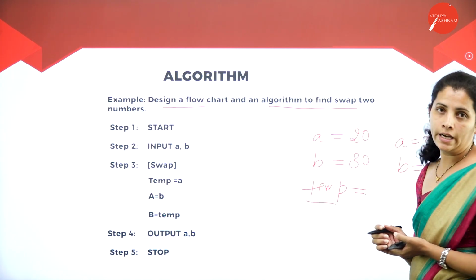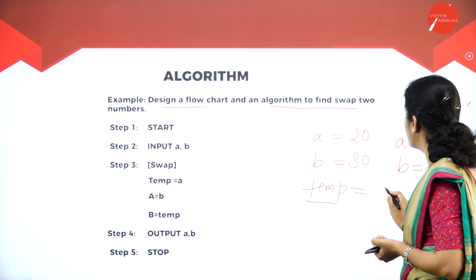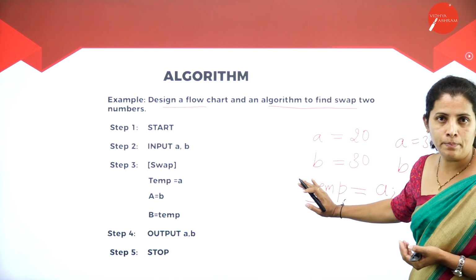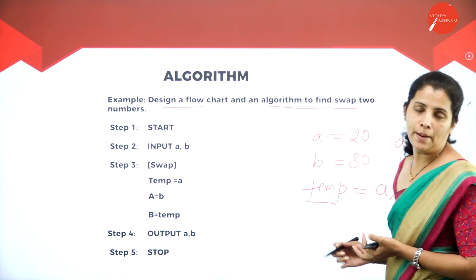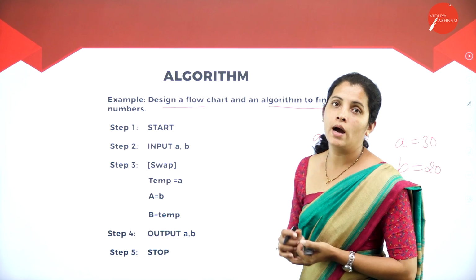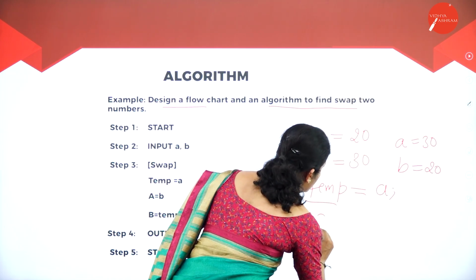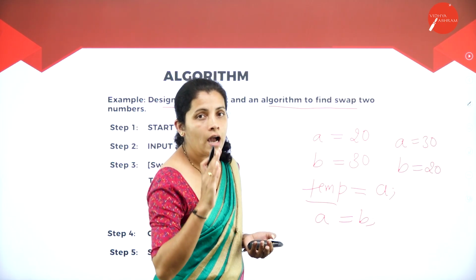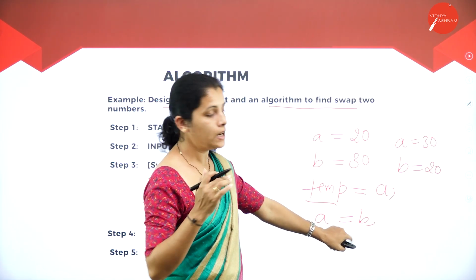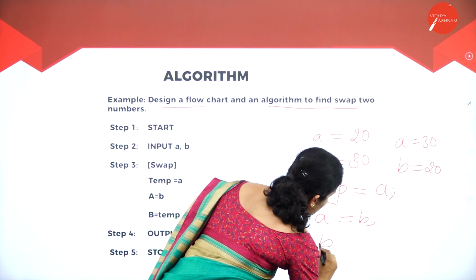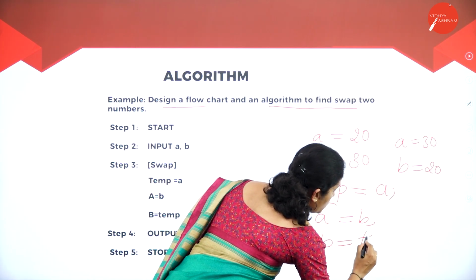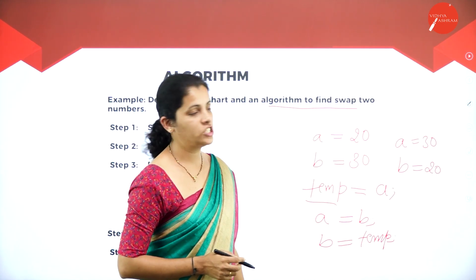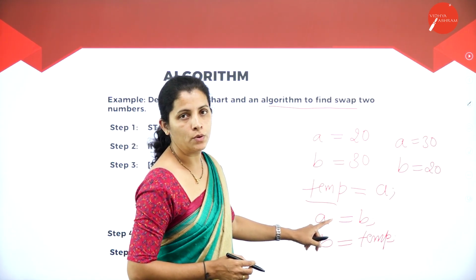Now what will I do? I'm going to assign A's value to temp. Now A is empty. Now what am I going to do? I'm going to assign B's value to A. Now B is empty. Now what will I do? I'm going to assign B equal to temp. This is the way I can interchange my values.